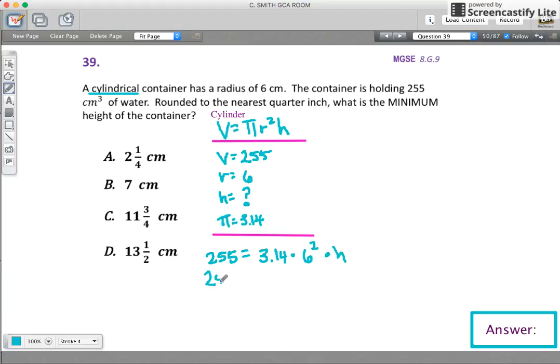All right. So 255 equals 3.14 times 36 times the height. That's 3.14 times 36, we're going to get 113.04 times the height. In order to isolate our height and to figure out what it is, we're going to have to divide both sides by 113.04.